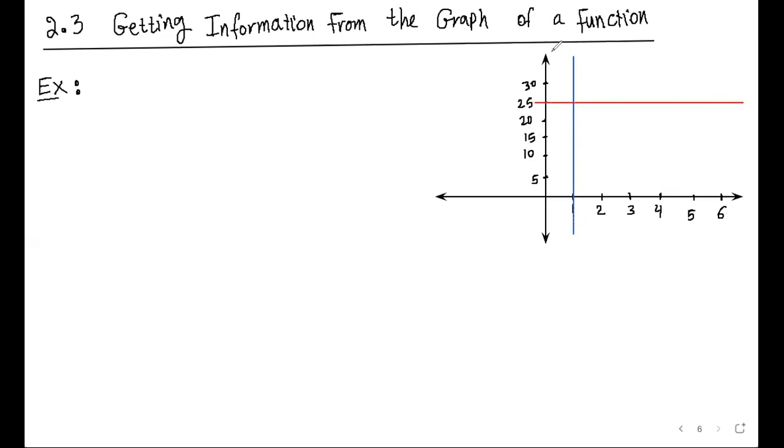First point here. So, and here I have another point. Here is 35.